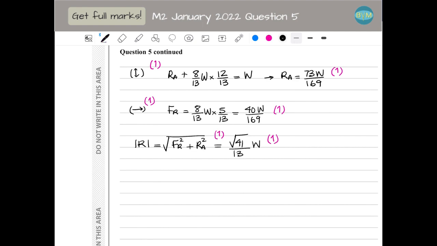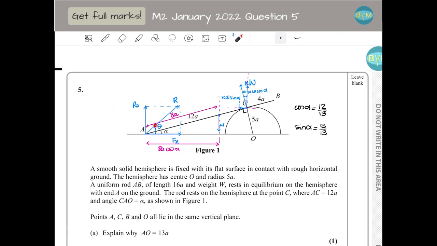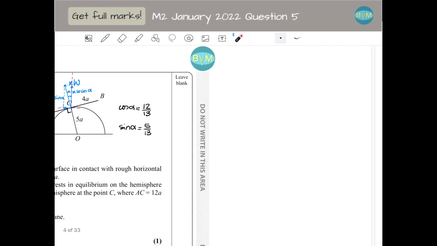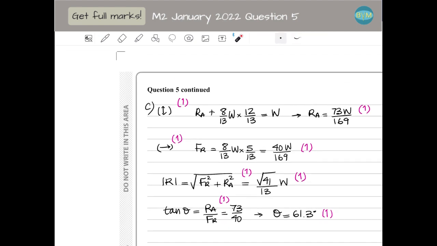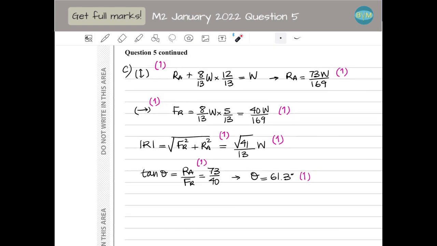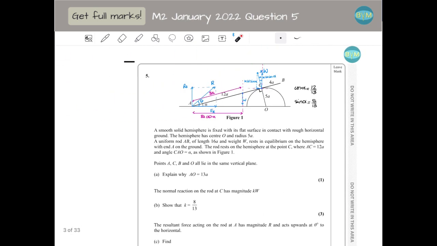And the last thing you have to find is the angle theta, this angle here. Tan of this angle is going to be opposite divided by adjacent. No, the opposite is the vertical one, which is R_A, and the adjacent is the friction. When we substitute, we have 73 over 40. So you have 1 mark for using trigonometry to find this tan. And from here, tan minus 1 of that value gives us this value of theta. And this is another mark. So this part C, and I didn't write part C anywhere, so this is C, is 8 marks. So 1, 2, 3, 4, 5, 6, 7, 8. Yeah. This is all with this question. You don't have any more.